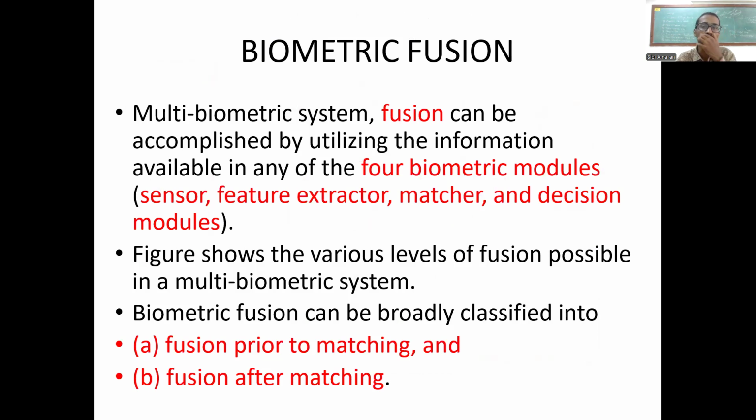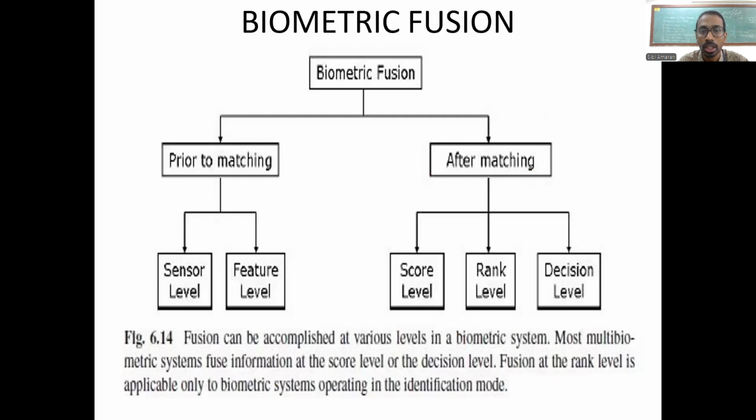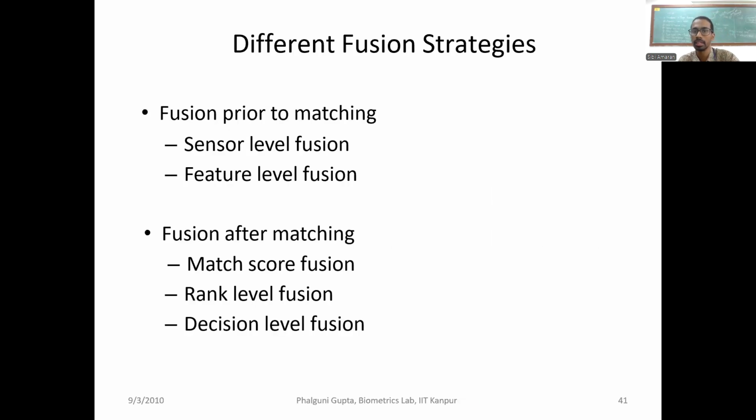Now we can move into biometric fusion. There are two types: prior to matching and after matching. Sensor level and feature level come under prior to matching. After matching comes under score level, rank level and decision level. Now I'll start with the sensor and feature level.